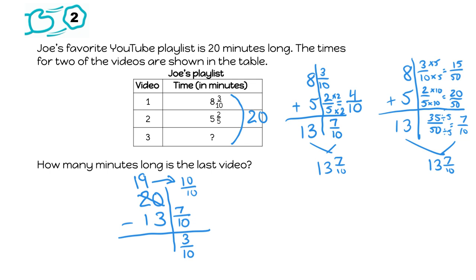That is not an improper fraction, not a fat cowboy little horse, and it will not simplify. 3 and 10 will not divide by anything other than 1. So whole number side, 19 minus 13 is 6. Put those together for my final answer, 6 3/10.